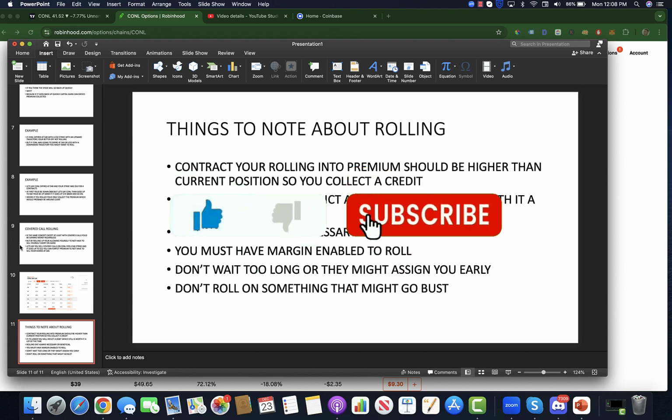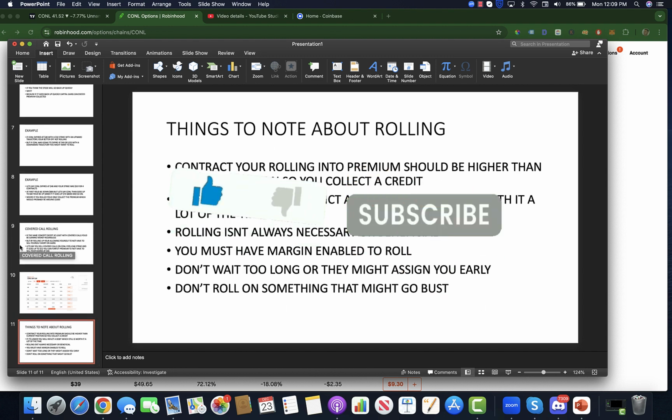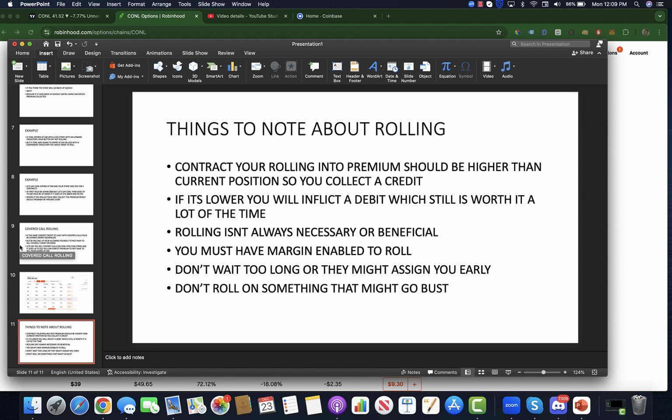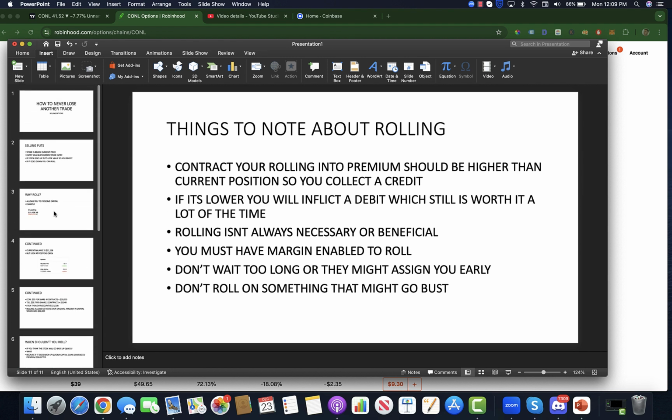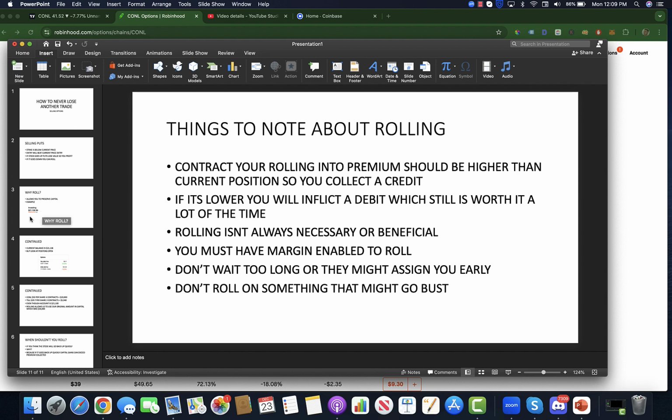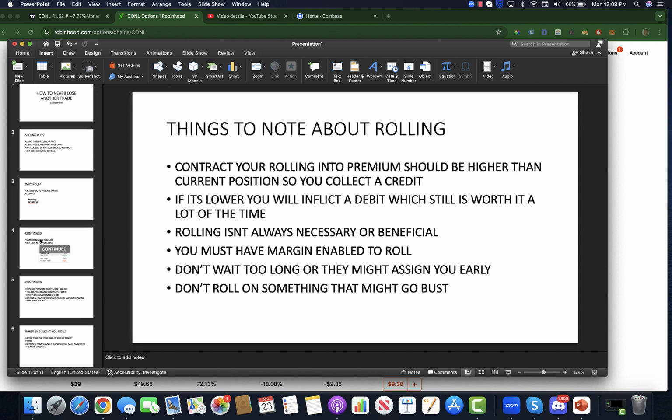And don't roll on something that might go bust. If you're in a stock that's just dumping, missing earnings, clearly going to go bankrupt, you probably don't want to roll. But if you're in a stock that you genuinely trust, something that you truly believe in, something that is having relative strength compared to the rest of the market, then it could be worth rolling. So that's really the best way I can explain it. Obviously, there's so much more to cover, in the sense that every play is different, every position is different. There's a million things we can talk about, a million different positions and a million different ways to trade.